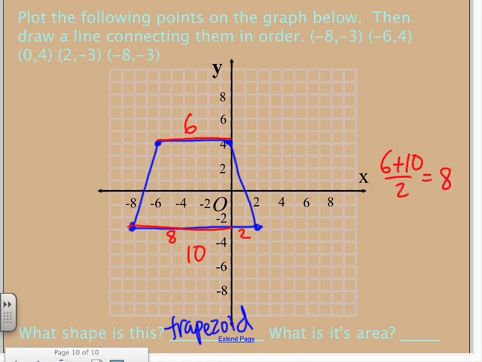So you average those two bases, so 6 plus 10 divided by 2, so the average of the bases is 8. And you multiply the average of the bases times the height. So here's our height. Remember, height is straight up and down, making a right angle out of it. So 1, 2, 3, 4, 5, 6, 7 is our height. So now I'm going to multiply that average of the bases times the height, and I get 56 square units.